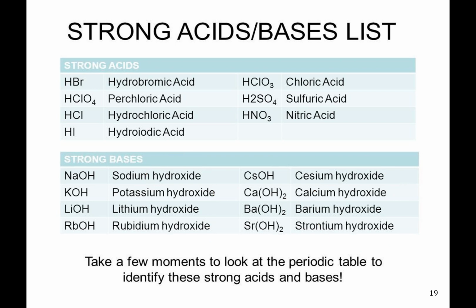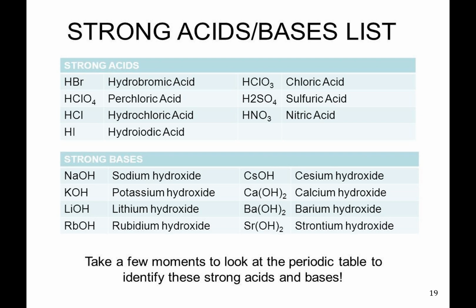Okay, and many of our strong acids have a very similar thing in common. Bromic acid, chloric acid, hydrochloric acid, hydroiodic acid, perchloric acid. So what do they have in common? Halogens. We also have sulfuric acid and nitric acid. Those don't share halogens, but they're also strong acids.